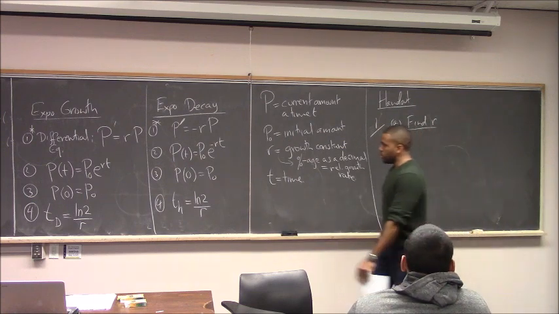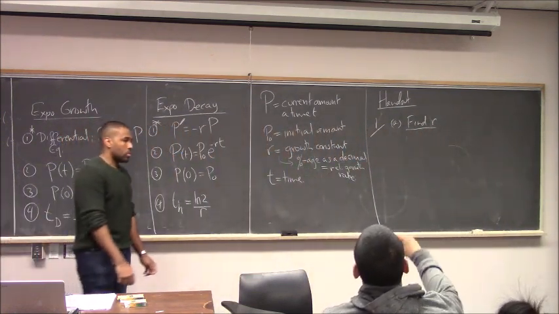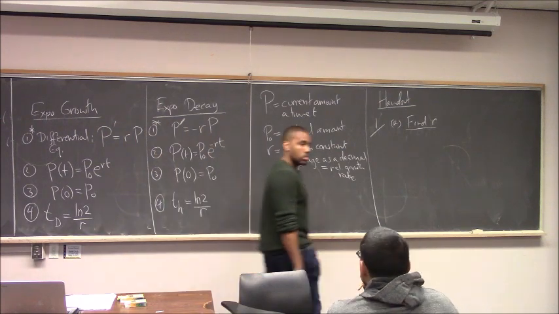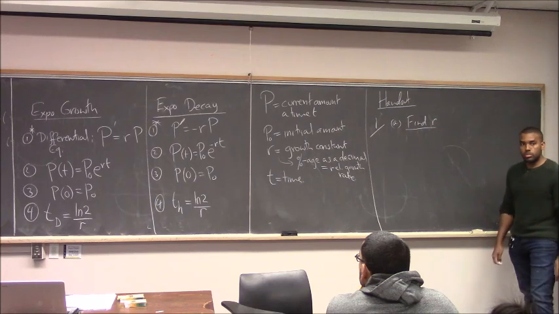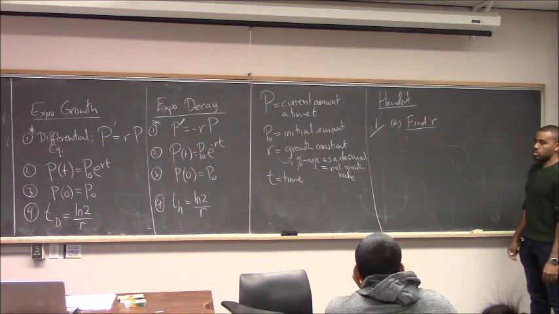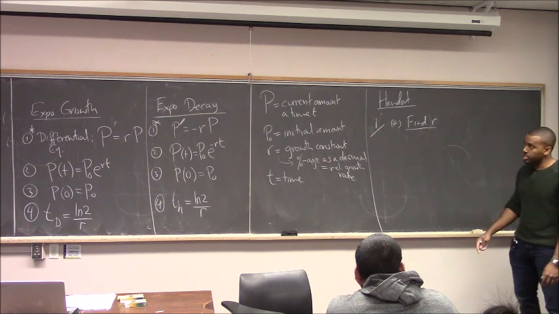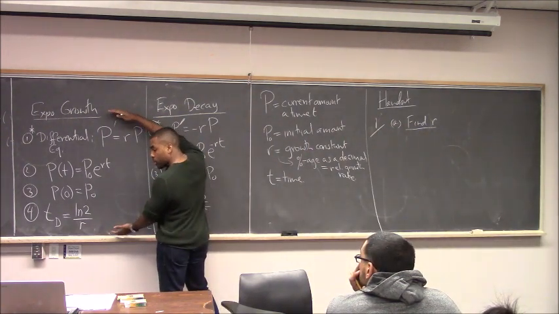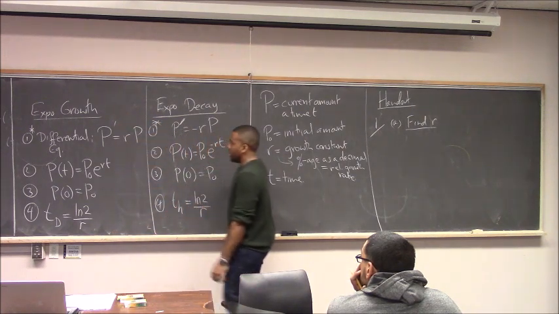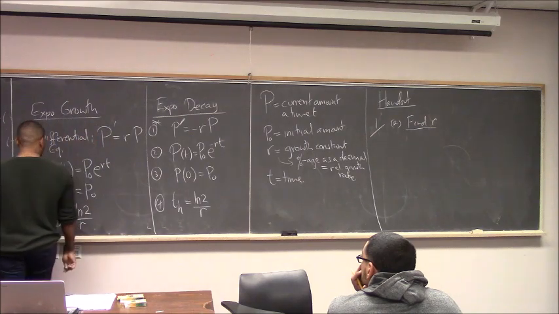So how do you think you would go about finding R? Ideas? So we saw that key phrase, grows proportionally to its current size. So we know we're dealing with exponential growth. So immediately we know that these 4 equations are now relevant. And R actually shows up in a couple of them.